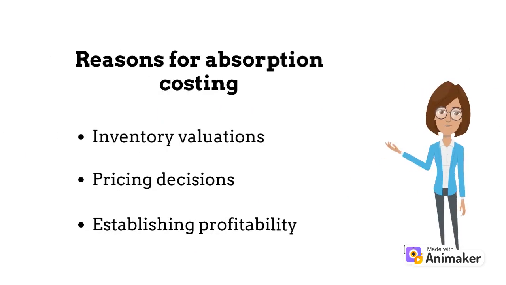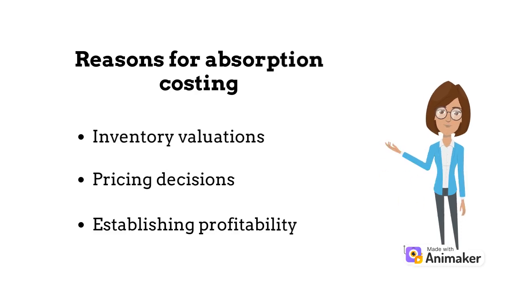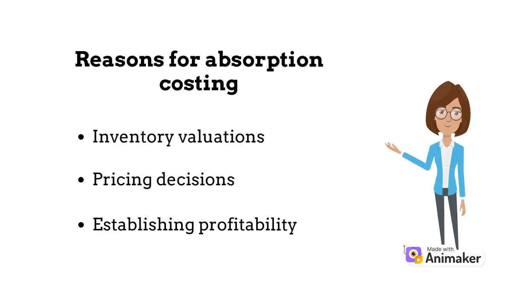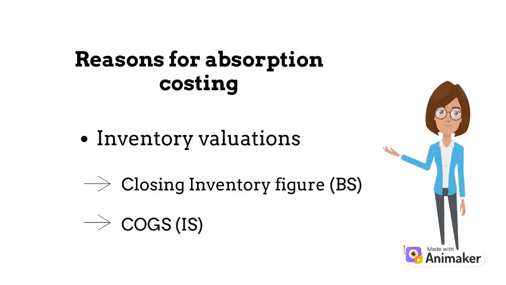You may ask, why should we trace these expenses to units of our production at all? What is the rationale behind it? There are 3 practical reasons. The first reason is related to inventory valuations. If your cost per unit doesn't reflect indirect costs, that will affect closing inventory figure in the balance sheet as well as cost of goods sold in the income statement.